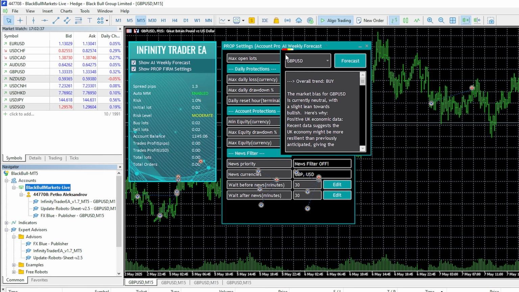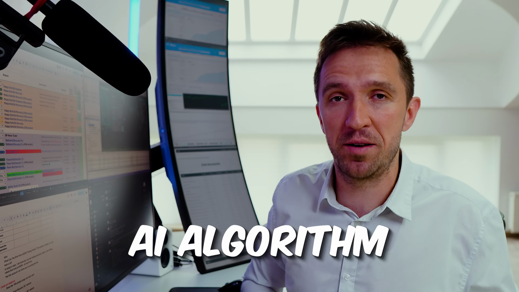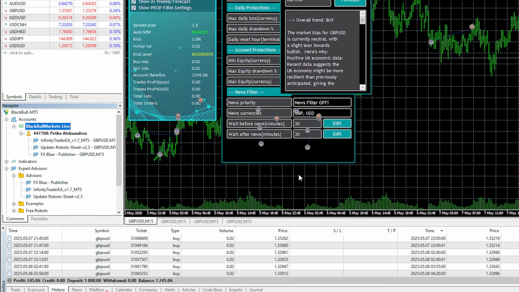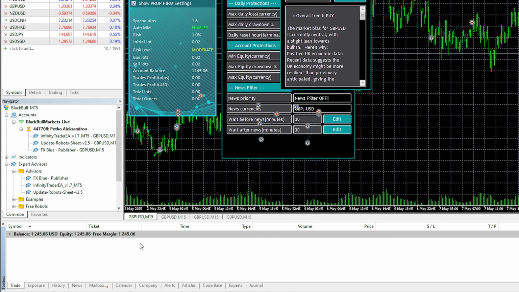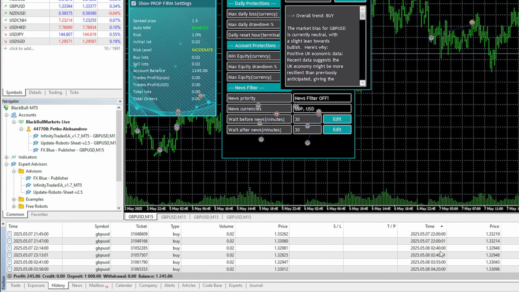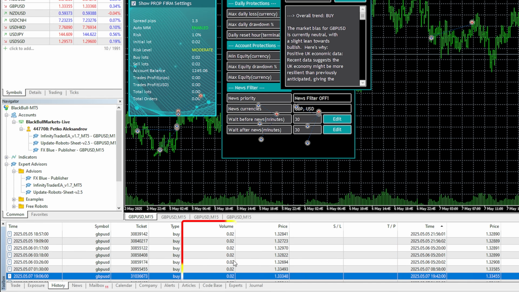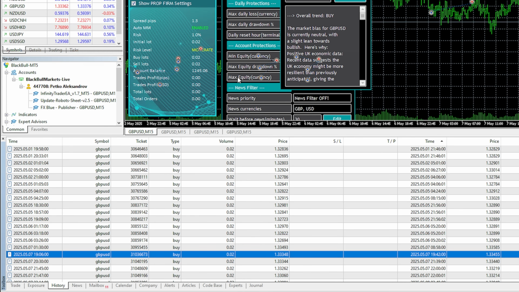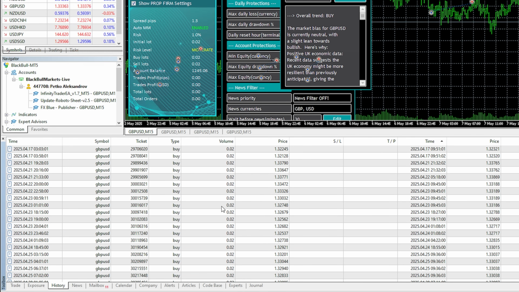I'll show the trading platform where the Infinity is trading on this Blackpool live account, and you will see that it uses AI weekly forecast. It's trading the pound dollar, so the weekly forecast is that the overall trend is buy, which means that the trading robot uses some kind of AI algorithm to decide if we are in a bullish or in a bearish market. And you can see that at the moment there are no open trades, but the very recent trades that closed today on the 8th of May were all bullish. And it trades with 0.02 lots in this live account of mine, and it's not increasing the lots.